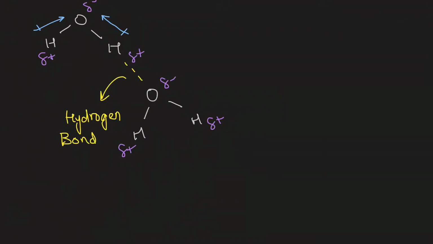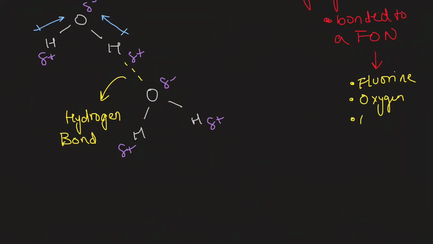Now, for a hydrogen bond to occur, there are two requirements. The hydrogen has to be bonded to a fun. Fun is an abbreviation for fluorine, oxygen, or nitrogen. So the hydrogen has to be bonded to a fun, and it has to be attracted to a fun. So in the water molecule here, the hydrogen is bonded to an oxygen and attracted to an oxygen.